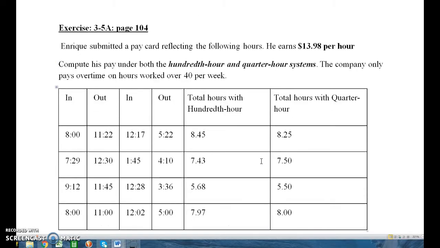The next video that I will be doing will cover exercises 3.6a through 3.13a.